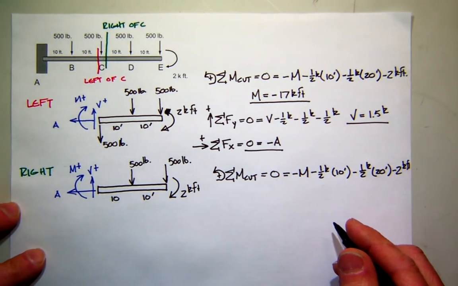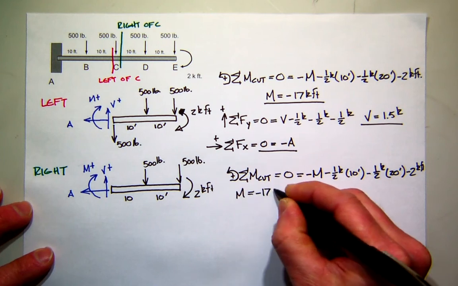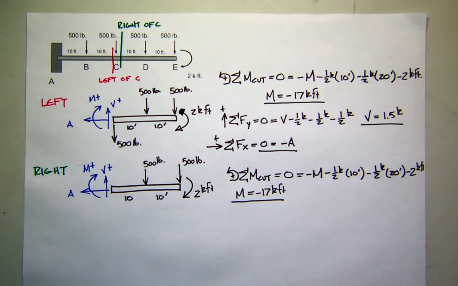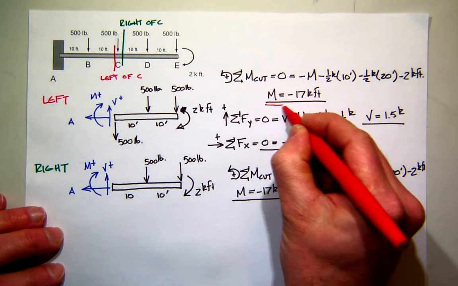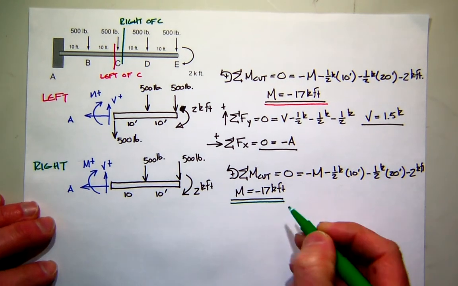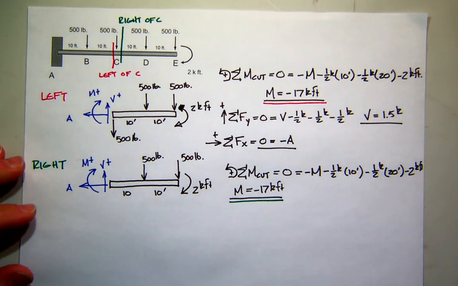So if I sum moments, what do I get? It says the moment is minus 17 kip feet. So it doesn't look like my bending moment changed much. Right? Here it was to the left, and here it is to the right. So you don't get any kind of instantaneous change in your bending moment when you go underneath a force. So moment's going to be kind of smooth. It's going to be kind of continuous. But let's see what happens with the shear force.